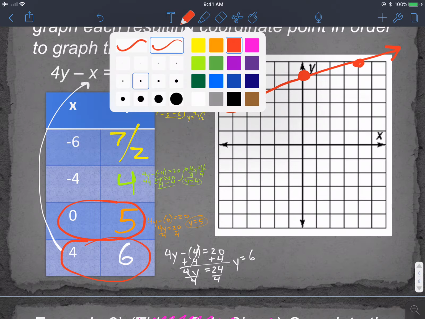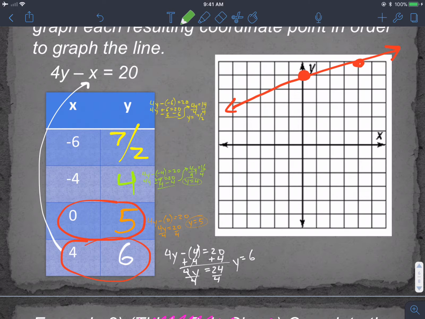But I'll also say one more thing. Every point, this is how you know if you made a mistake. Every point in that table should be on that line. So if I graph negative 6, 7 halves, that's left 6 and up 3.5. So it's kind of like right there. And then the other point is negative 4, 4.